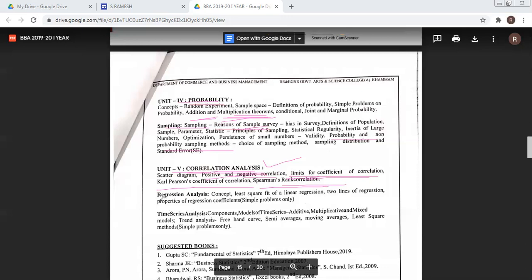What is regression? And about time series. What is time series? Problems may be given from correlation or regression or time series.